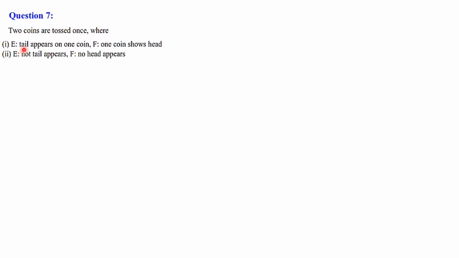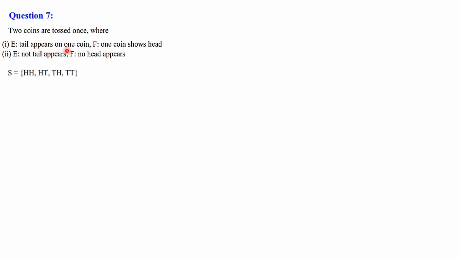Move on to question number 7. 2 coins are tossed once, where E is tail appears on one coin, F is one coin shows head. E is no tail appears and F is no head appears. So 2 coins are tossed. Let's write the sample space. There are 4 elements, 2 power 2. It's quite familiar for us to write the sample space for tossing 2 coins: HH, HT, TH and TT.